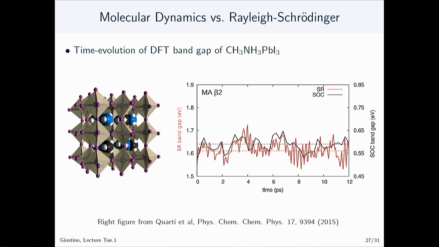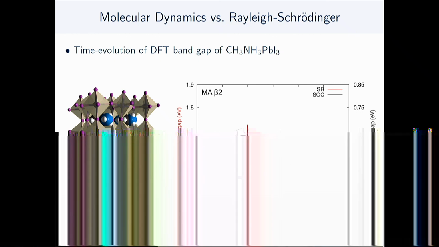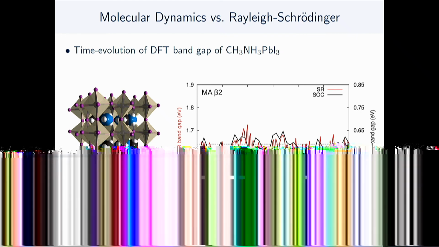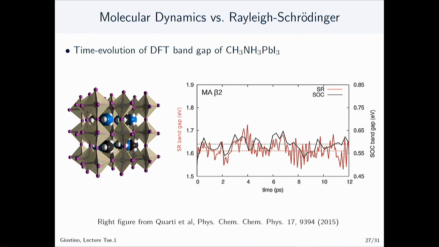This is just an example of a nice calculation by another group of the band gap of perovskites as a function of temperature. What they did was run Car-Parrinello molecular dynamics of an object at room temperature, and then look at the band gap at each molecular dynamics snapshot, okay? So that's a very intuitive way of looking at how properties depend on the temperature, for example.